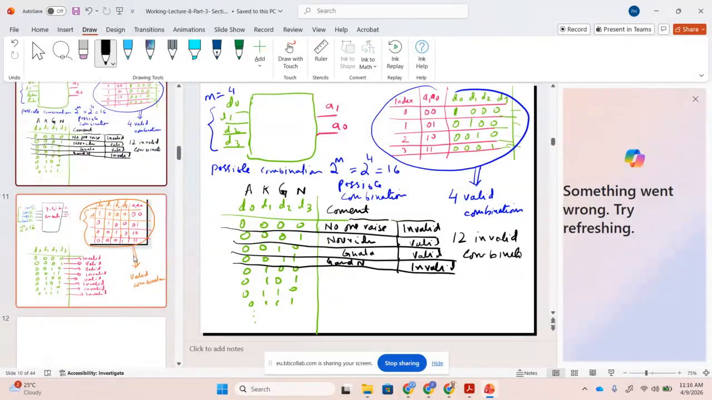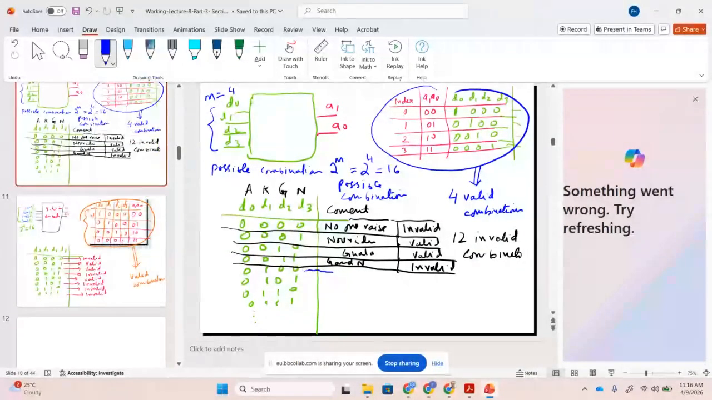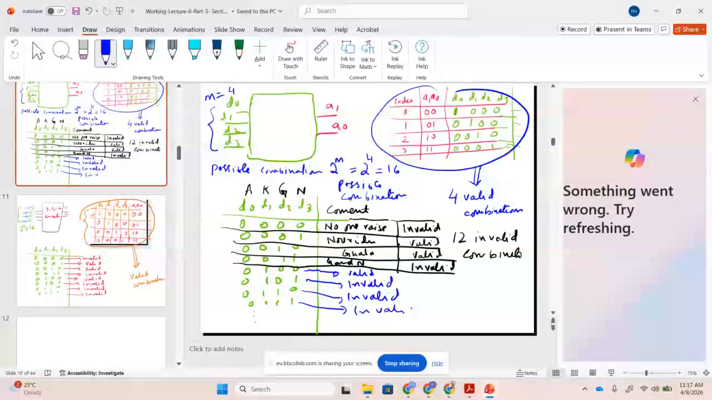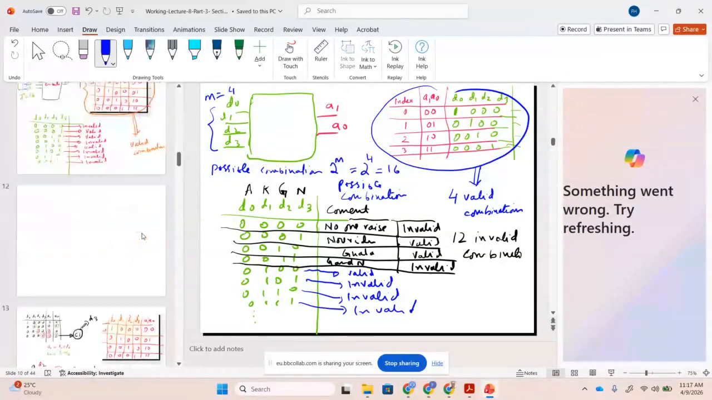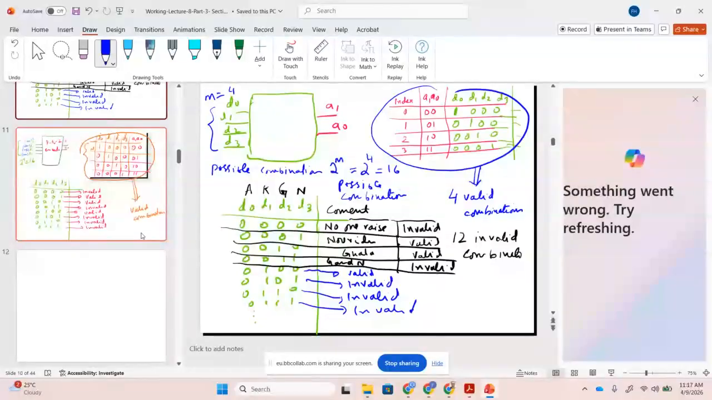I got it. Okay, so can you see here? Now please look at here. If you look at this combination, is it valid or invalid? Help me. This is valid. This one, invalid. This one, invalid. And then you can find for all of the possible combinations, and you can say which one is valid or which one is invalid. Any question? Got it or not got it? This is clear?